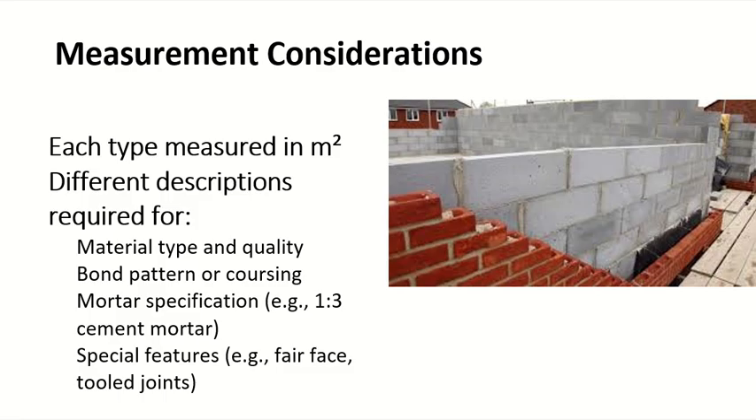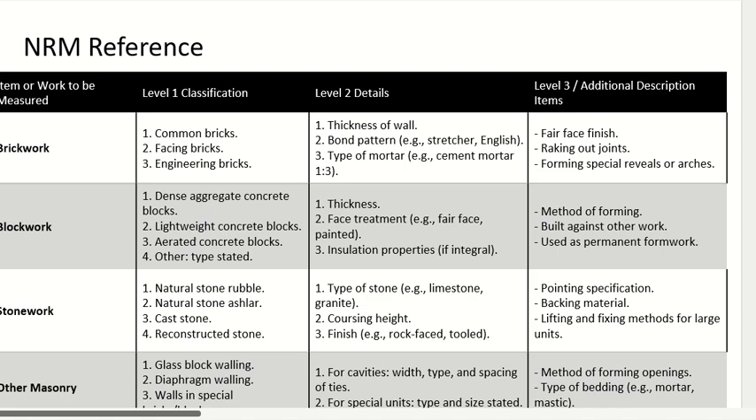If all of these things are same, then the entire building, wall of the entire building can be covered in one item. There is no classification of any other type. So if these things are constant, you have only one thing to worry about. You have only one item. Okay, these are the NRM references and the things you need to mention in the description.